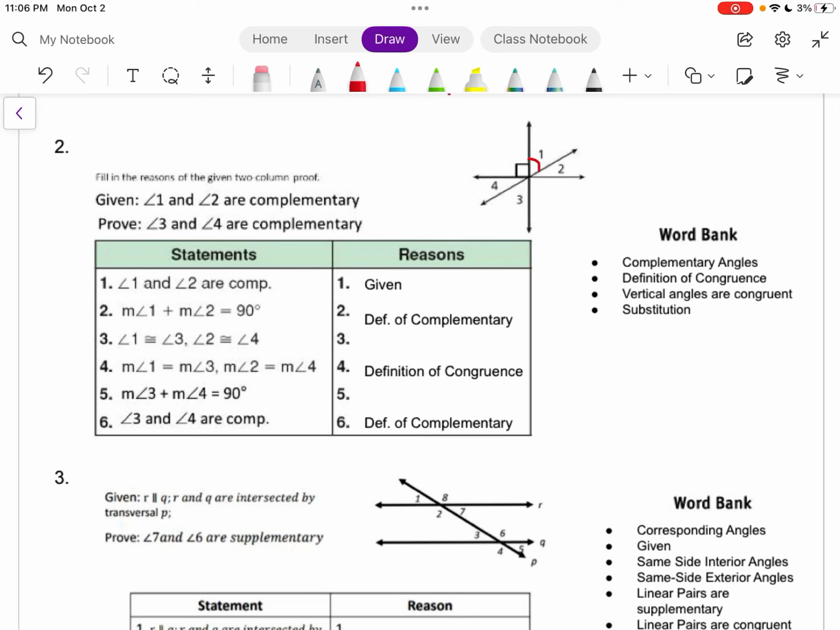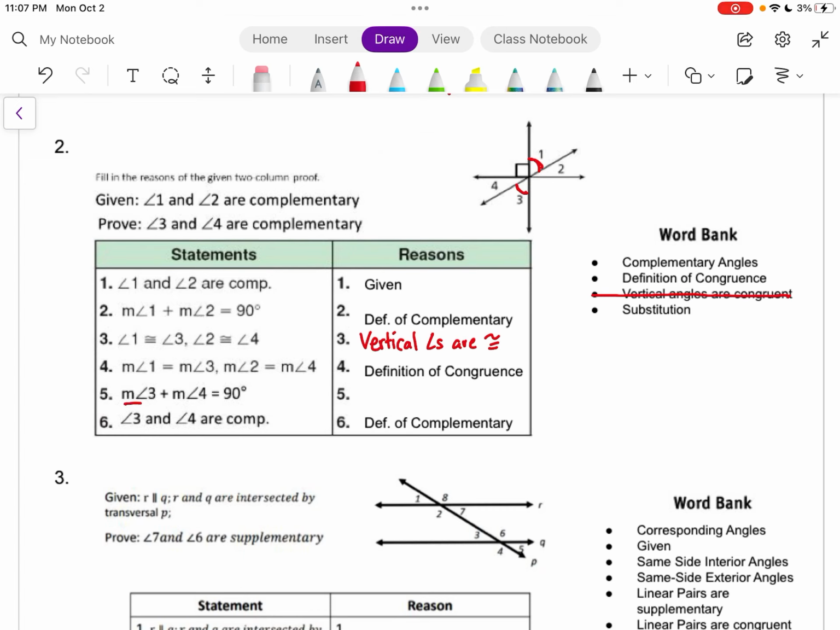If I locate angle 1 and I locate angle 3, these angles are positioned directly across from each other. That makes them vertical angles. This is what fills in the blank. Now we need to find statement number 5.